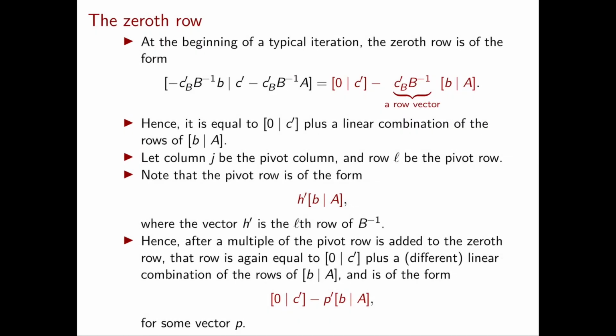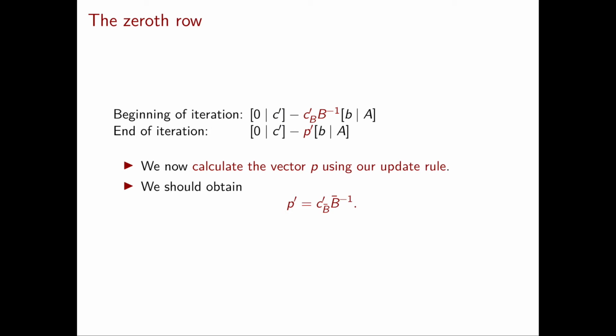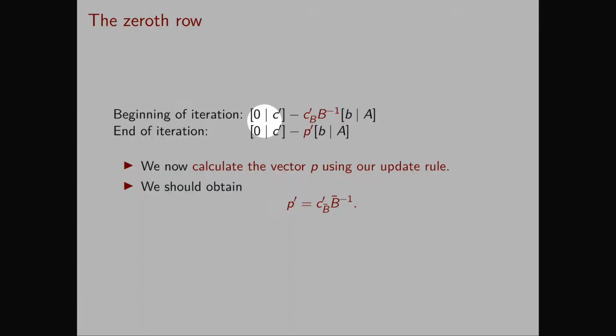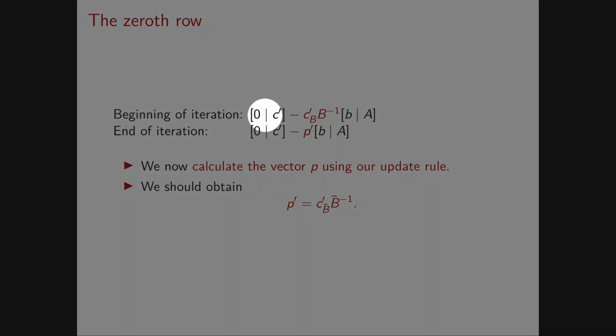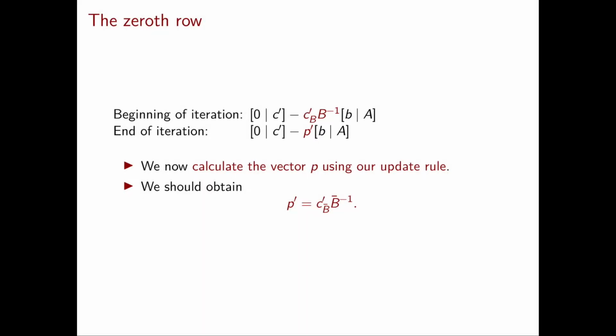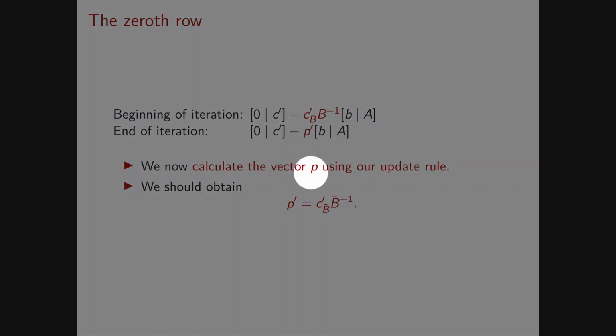So let's recap what we've just understood. At the beginning of our iteration, the zeroth row is 0 C transpose minus CB transpose B inverse BA. And at the end of the iteration, it is 0 C transpose minus p transpose BA. What we have to do now is understand what p is using our update rule and check that we obtain what we should, namely CB bar transpose B bar inverse.